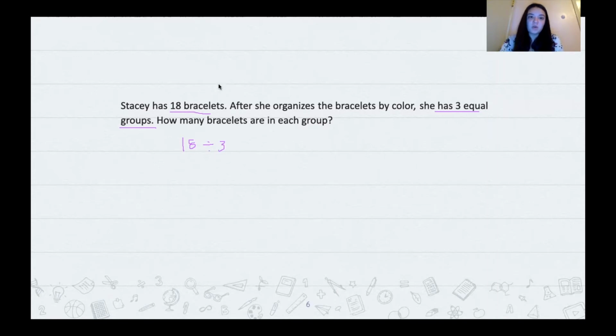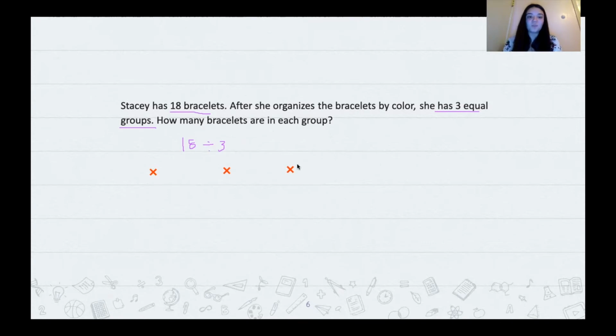So I'm going to use a stamp. I'm going to use an X stamp this time. And I'm just going to put one bracelet in each group until I hit 18. And I know that there are 3 groups in total. So here are my 3 groups and my first 3 bracelets. I'm going to keep counting until I hit 18.